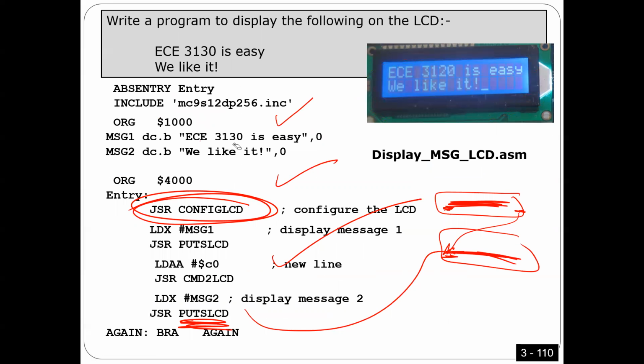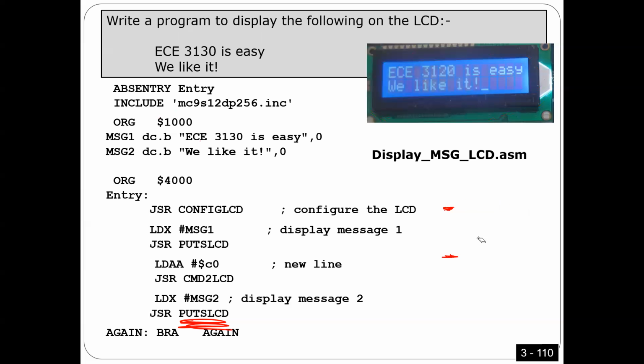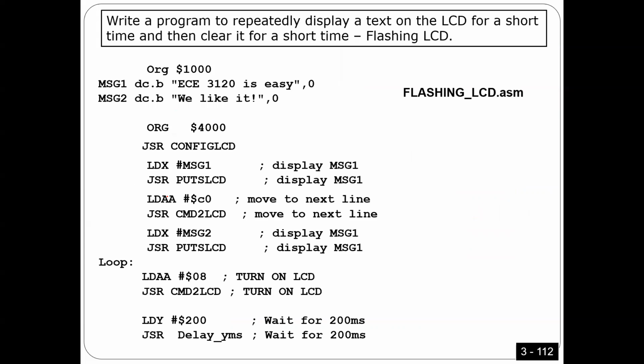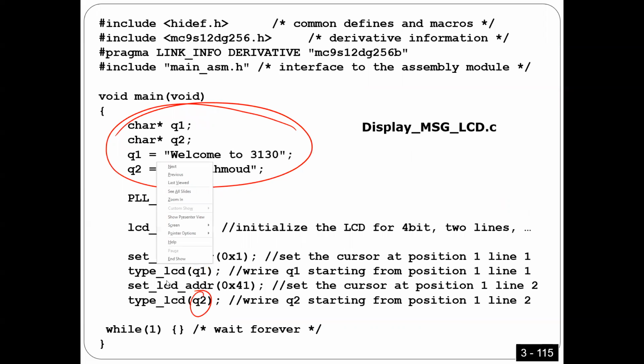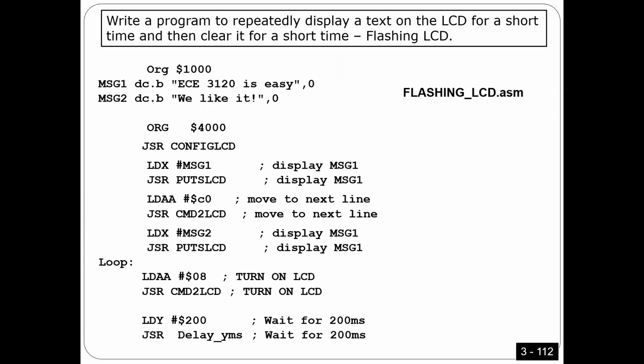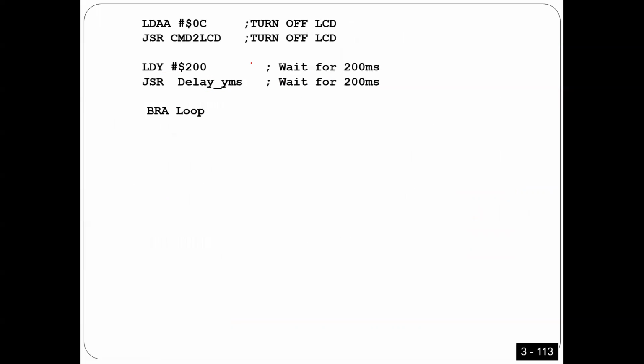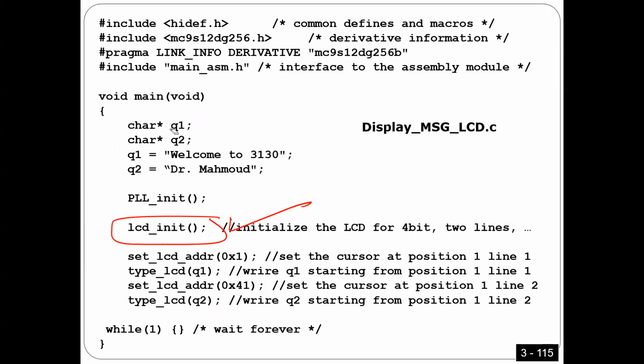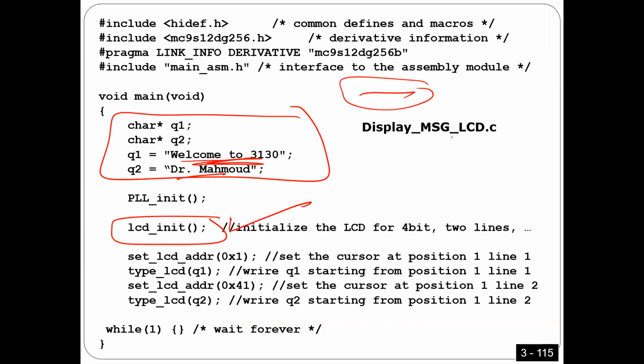If you see here, guys, it's very similar. Number 1, here I did configuration, and here I will do the same thing again, the initialization. Number 2, I have to create 2 messages. I'm going to create arrays of characters. This is what I'm going to display in the first line, and this is what I'm going to display in the second line.